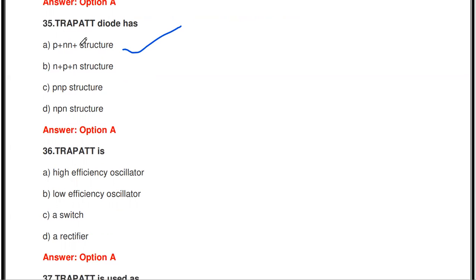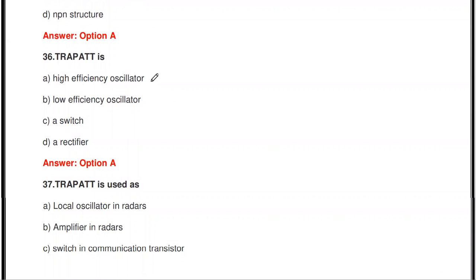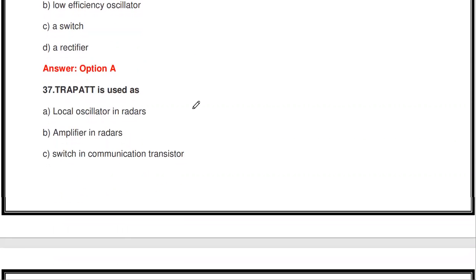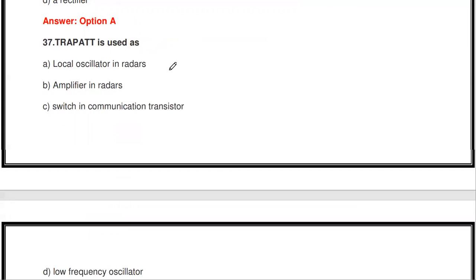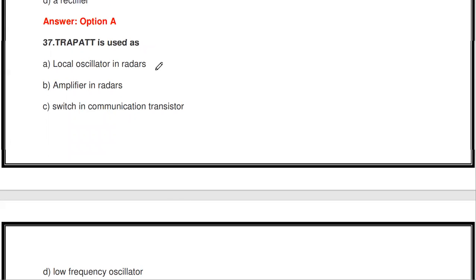P plus N plus structure. P plus means the heavily doped P material, then N type semiconductor, then N plus heavily doped N structure. So the TRAPATT diode has a P plus N plus structure. And the TRAPATT is a high efficiency oscillator, low efficiency oscillator, switch, or rectifier? TRAPATT is a high efficiency oscillator. It is used as a local oscillator in radar, amplifier in radar, switch in communication, transistor, or low frequency oscillator? It is mainly used as a local oscillator in radar.